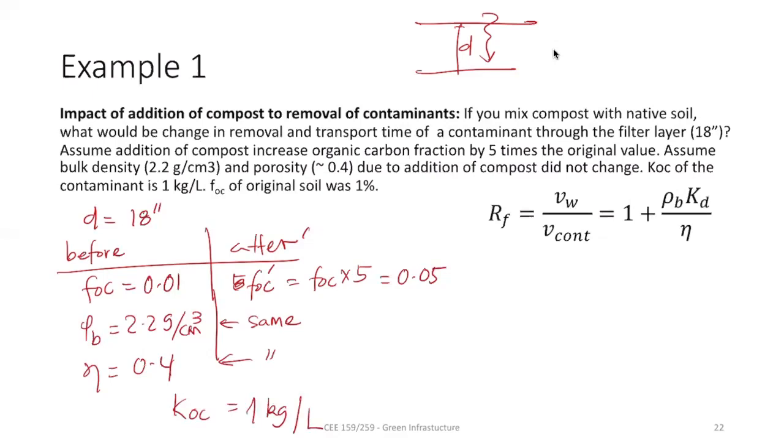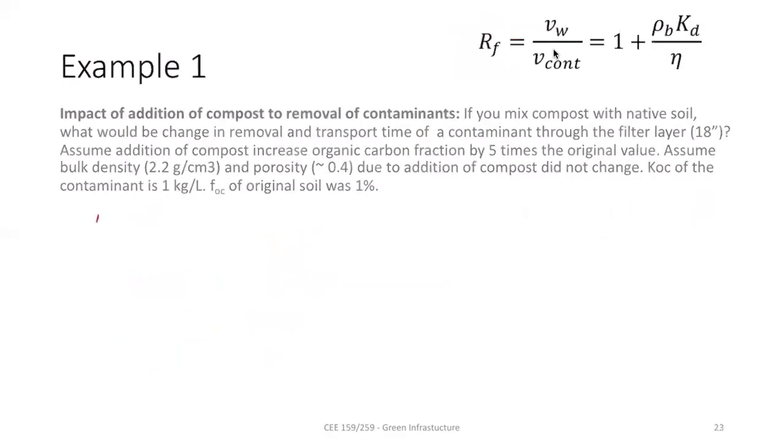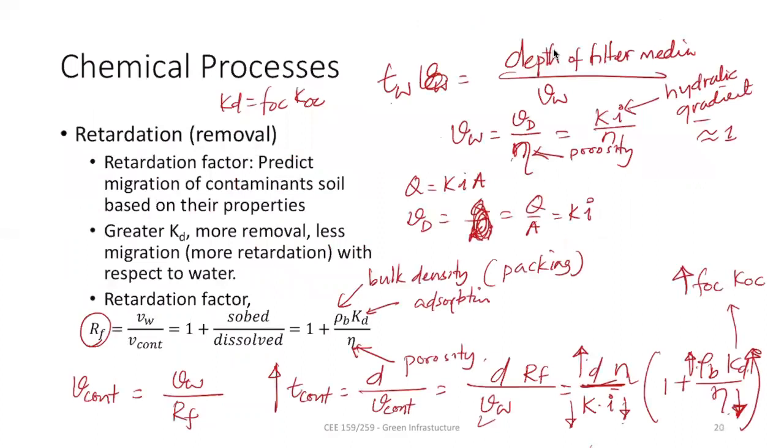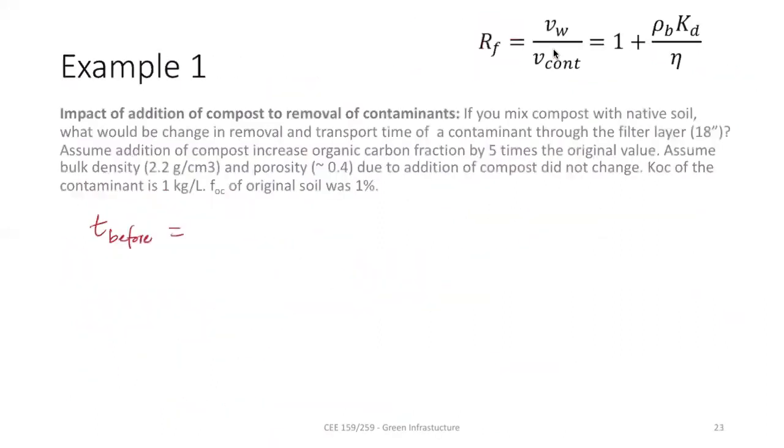So I asked what would be the change in removal and transport time. So let's say transport time. Transport time before for the pollutants, if you write that equation, T equals distance over K I, porosity times 1 plus bulk density times FOC KOC over porosity. If you put all these values here, you will be able to calculate. Distance is 18 inch.